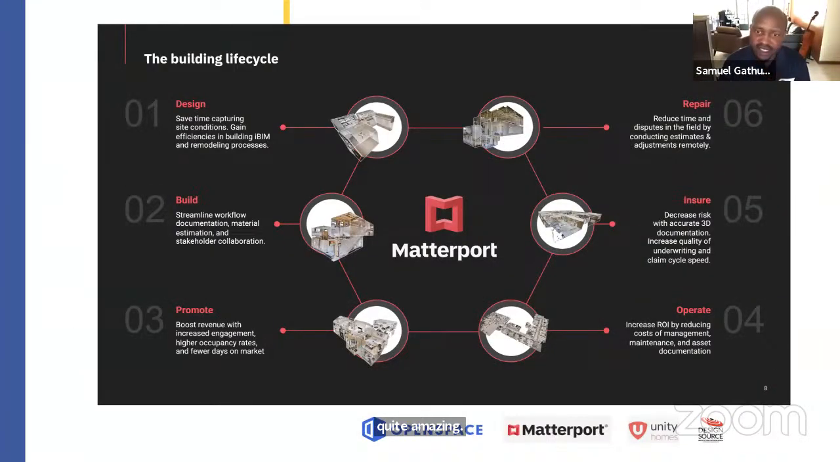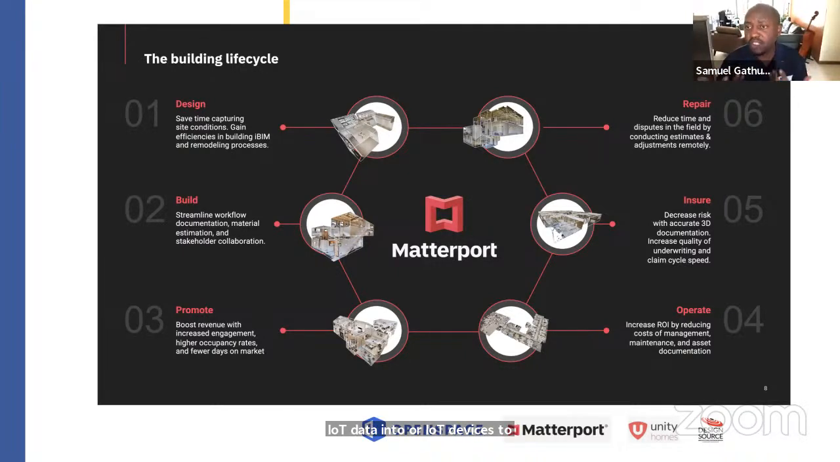So when it comes down to digital twins, just a very quick understanding of them is that we are looking at them being deployed in the design stage, essentially to save on time and capturing site conditions, as I mentioned there. We're looking at the build, which is streamlining the workflow. Essentially, you get more eyeballs on a project, and you get people concentrated on issues to be able to sort them out really quickly. Promote, this is where we are talking about real estate and selling. You're also looking at selling spaces when it comes to hotels, occupancy rates, etc. We're looking at operation phases, where now you embed IoT devices to collect data into the digital twin.